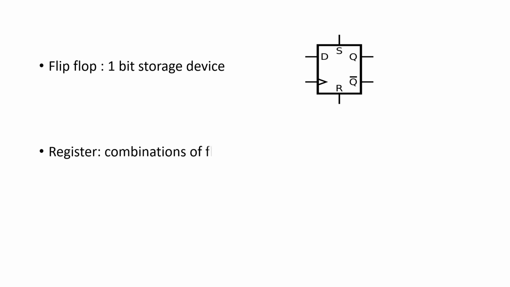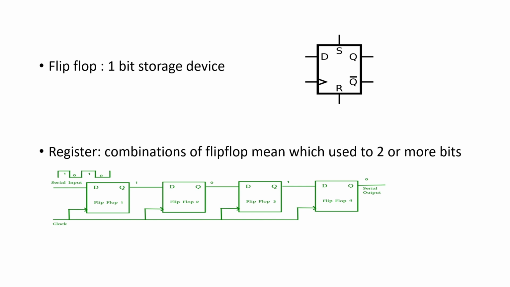A flip-flop is a 1-bit storage device. That means the device which is used to store 1-bit data is known as a flip-flop. This is the D flip-flop, and the combination of flip-flops is known as a register. It is used to store 2 or more bits. This is the 4-bit register, and it can be represented like this.